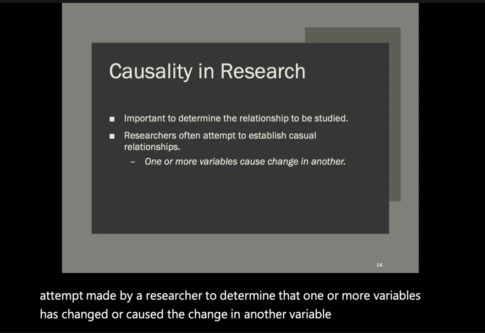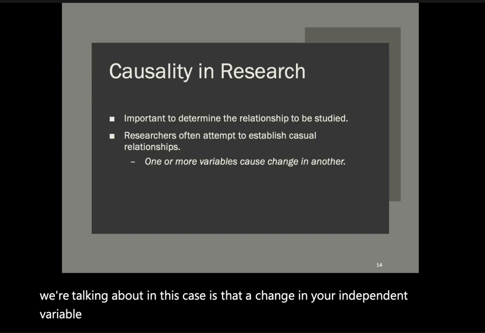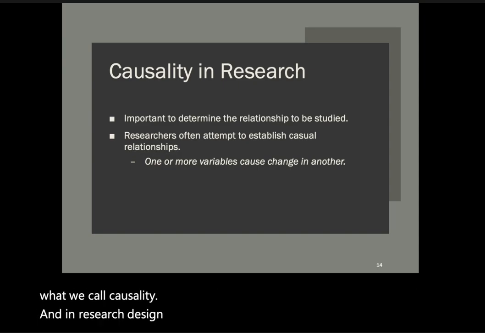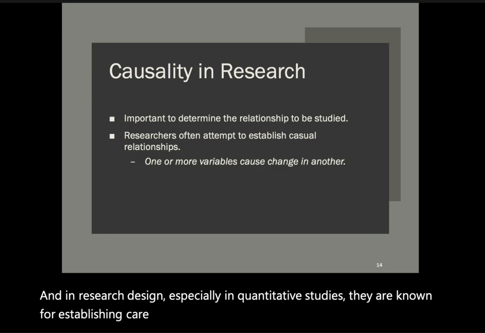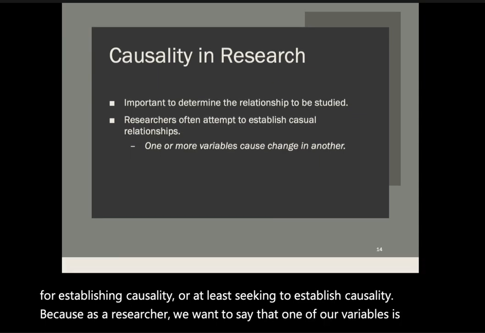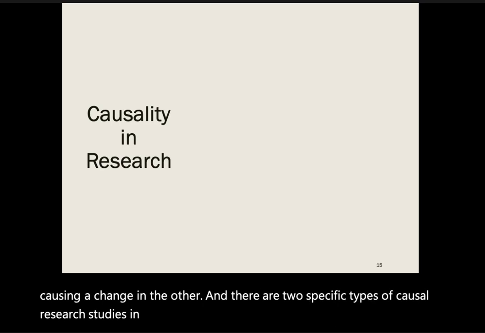Most often, what we're talking about in this case is that a change in your independent variable has resulted in changes in your dependent variable. And that is what we call causality. And in research design, especially in quantitative studies, they are known for establishing causality, or at least seeking to establish causality. Because as a researcher, we want to say that one of our variables is causing a change in the other. And there are two specific types of causal research studies in the field of psychology.